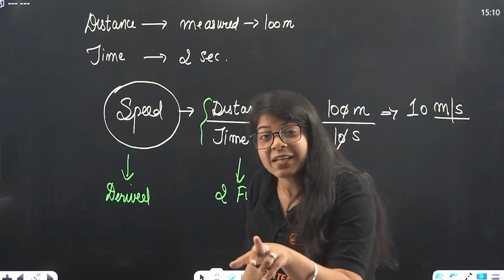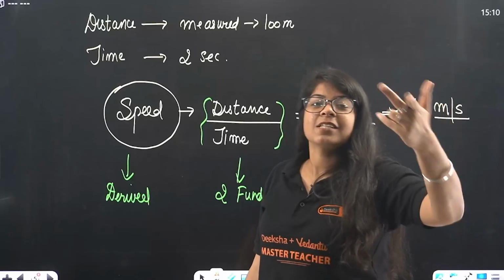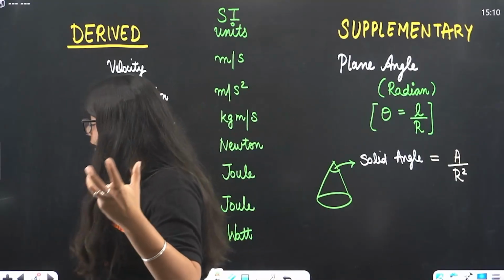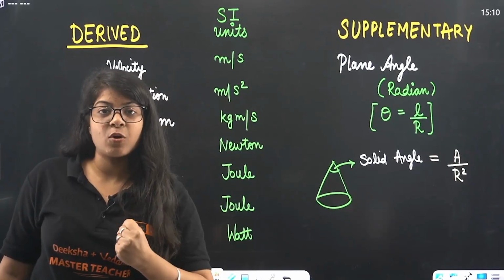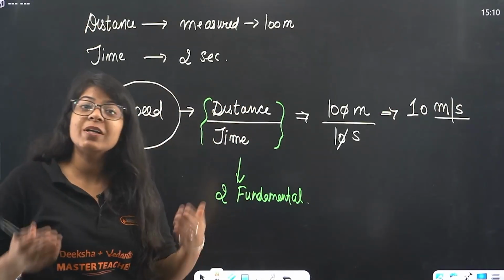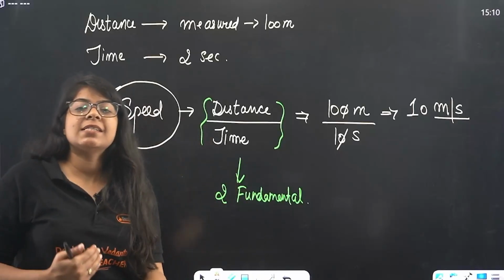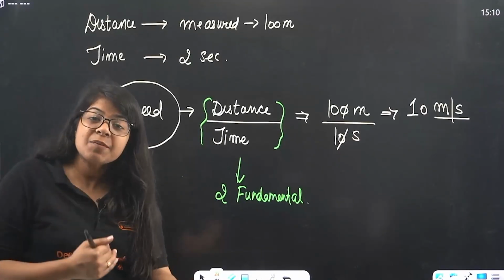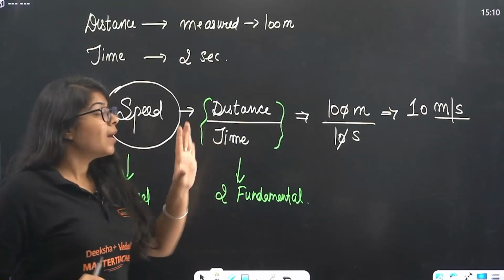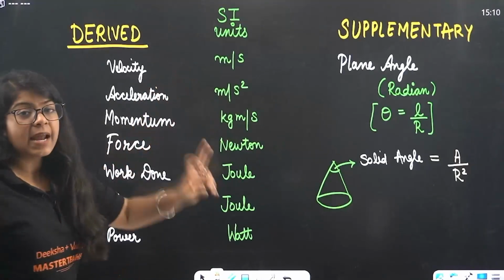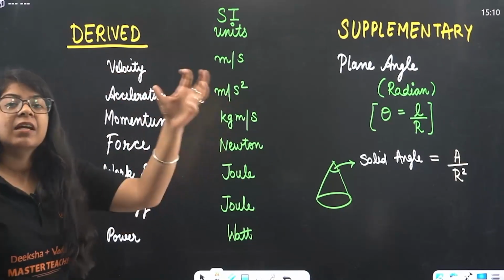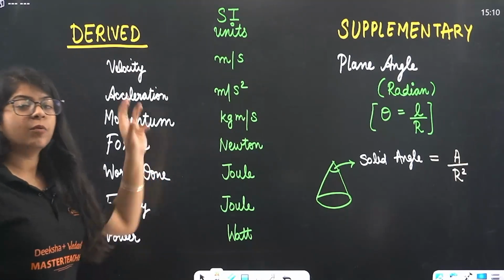You derived it by dividing the distance with time. Understood? And that's why hence the term, you understand, right? Fundamental is basic, that can't be broken, but velocity, it can be broken into distance and time. So it is derived from distance and time. Understood? So speed is derived, but distance and time are not. They are fundamental. They can't be derived, they can't be broken down.